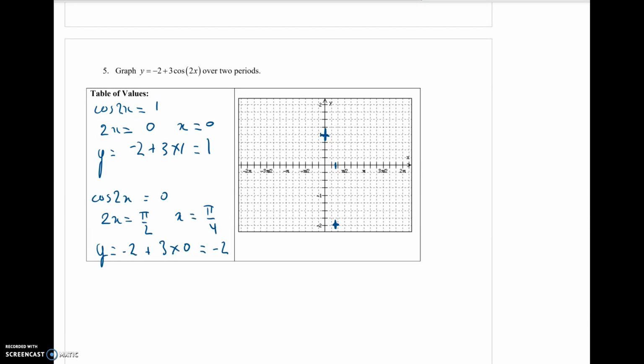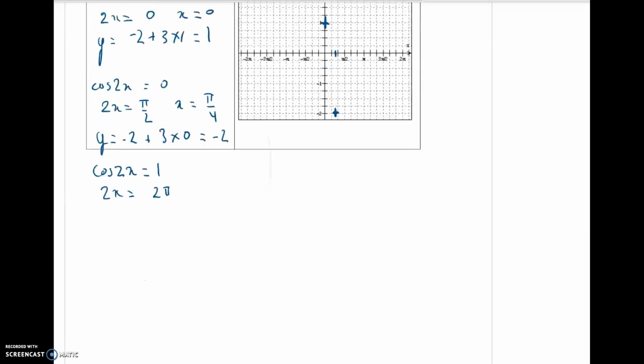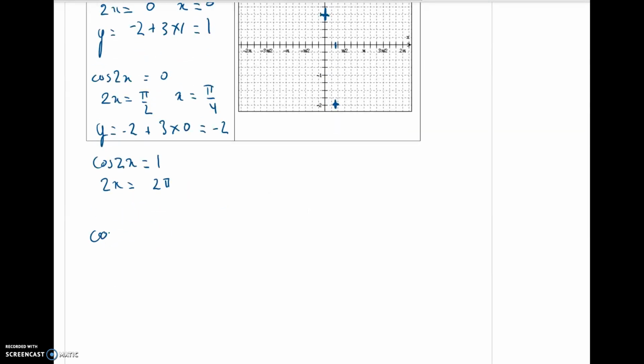Okay? Then I do that all the time for all the values of cosinus. When cosinus 2x equals 1, the angle equals 2 pi. I can also do that when cosinus 2x equals negative 1, when the angle 2x equals pi, and that will help you to graph your function. I'll let you finish that.